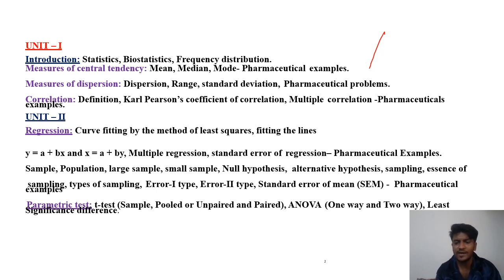Regression. So regression is by best fit line, or method of least squares. That is the equation of y is equal to mx plus c, but now we write it as y is equal to a plus bx. Then we have single regression, linear regression, multiple regression, and all. Then we will be discussing hypothesis, that is null and alternate hypothesis. Then standard error of mean, the two types of errors, and then finally the parametric tests, that is the t-test, paired and unpaired t-test, ANOVA, one-way ANOVA and two-way ANOVA, and LSD, which is least significant difference.